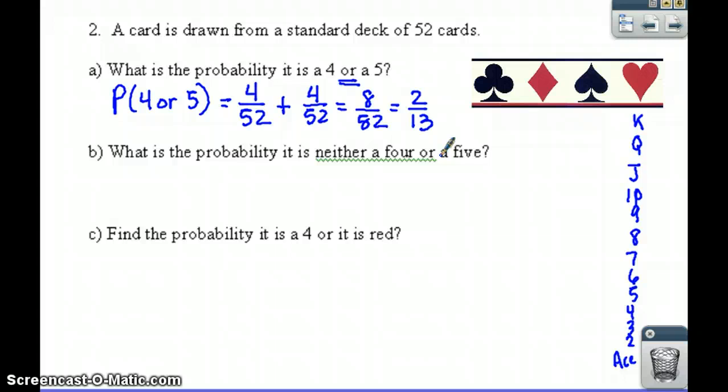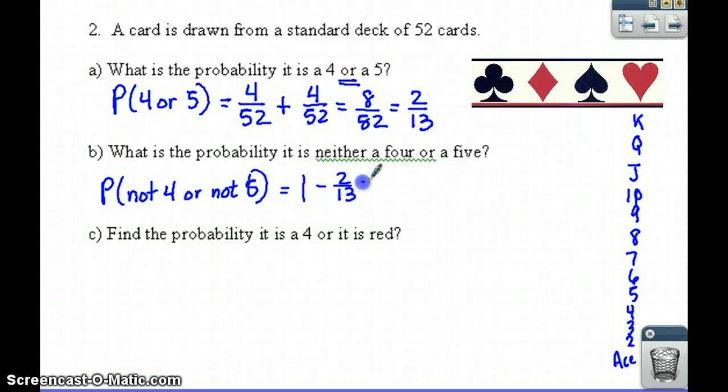What's the probability it's not a 4 or 5? Well, that's a complement. Remember how we talked about complements last lesson? It's neither a 4 or a 5. So if I have a 2 in 13 chance that it is a 4 or 5, the probability that it's not a 4 or a 5 would be the complement, 1 minus 2/13, which would mean 11 out of 13 of the times it is not a 4 or a 5.